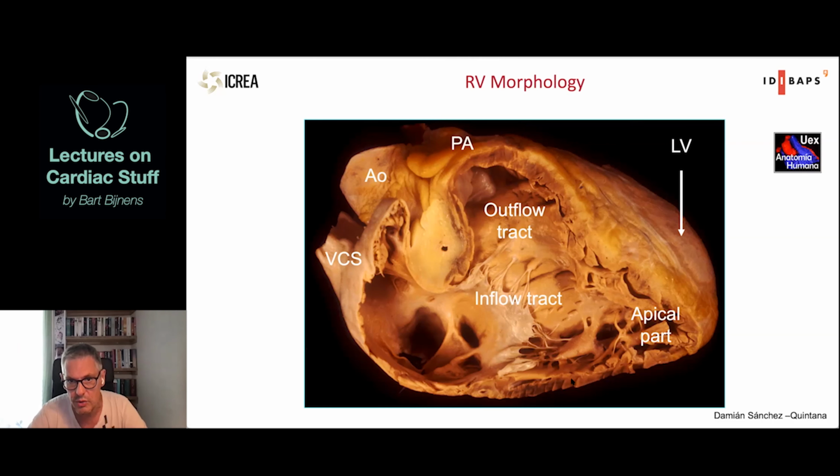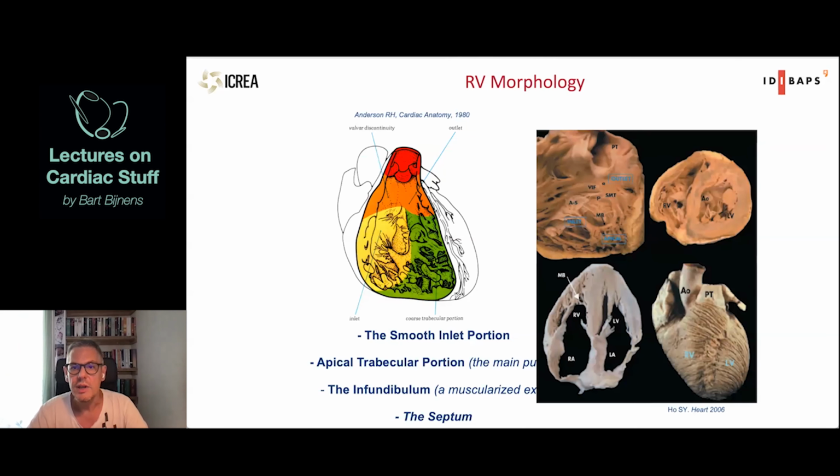And here you see again the very thin wall. So the right ventricular free wall is almost as thin as the atrium, because it does work under very low pressures. So here you see the same again.